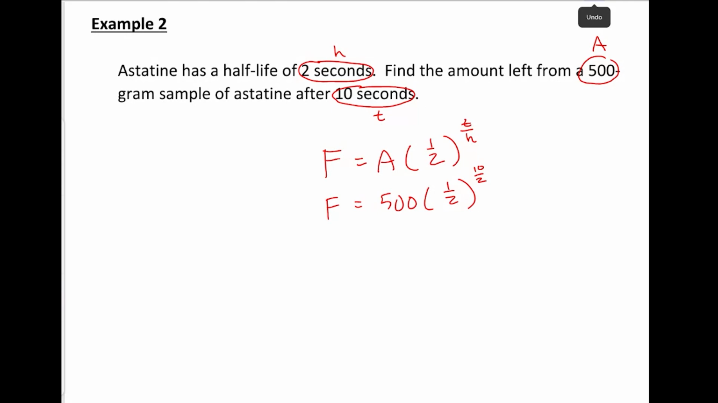So that's not always going to reduce nicely, but in this case it does. But we do need to put that in the calculator. Although 500 is a nice, clean, even number. We might just be able to cut it in half 5 times and get the answer. This one might be another good table problem. But if you've got a calculator, you might as well use it. So 500 times 1/2 to the power of 5. You should get 15.625 grams remaining.